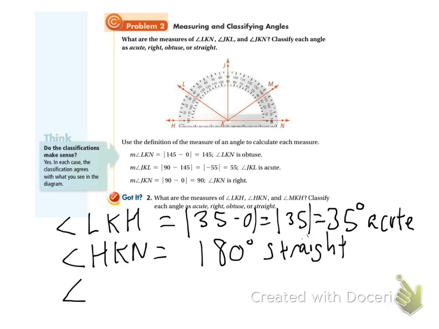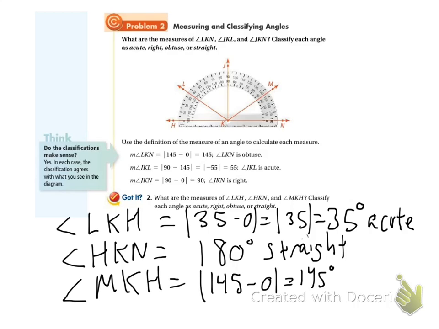And finally, angle MKH. You can look at the top or the bottom numbers. I'm going to look at the top numbers because H is at 0 and M is at 145. So it's the absolute value of 145 minus 0, which is 145 degrees. So this is an obtuse angle.